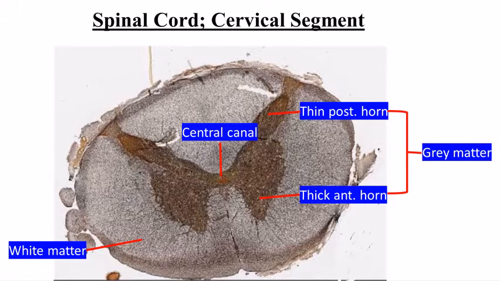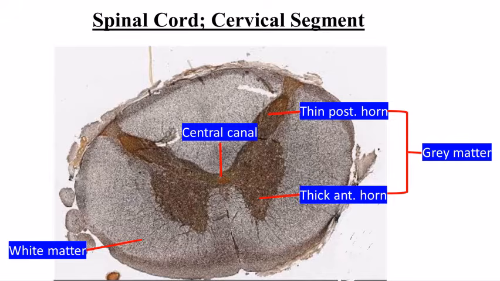As you can see here, dear students, as you know the central nervous system is formed of brain and spinal cord. The spinal cord is formed of 31 segments: 8 cervical, 12 thoracic, 5 lumbar, 5 sacral, and 1 coccygeal. We have a TS section in the spinal cord. I'm going to discuss 3 levels, the cervical, thoracic, and the lumbar.